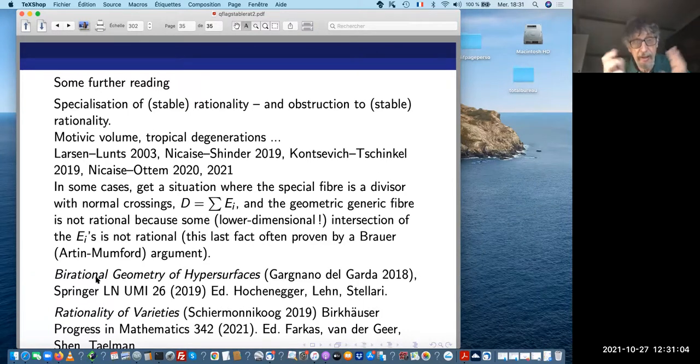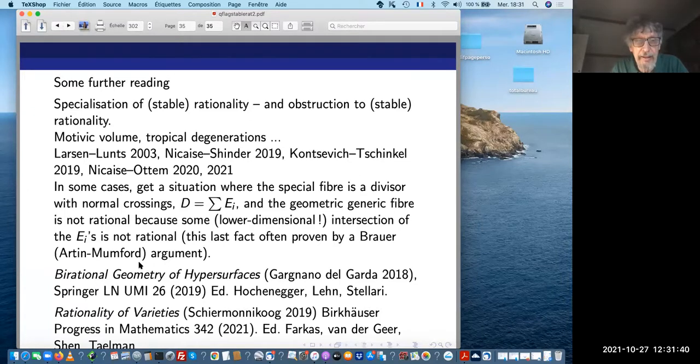After this paper, there have been a lot of papers on these topics. There are spectacular papers by Nikesh Schreieder, Konsiewicz, Chinkel, and Nikes Autumn, which I advise you to read, where they study how rationality is generated by smooth fibers, but also how you can get some obstruction to stable rationality by looking at special fibers when the special fibers are not irreducible or are not smooth, but have a decomposition into smooth components.